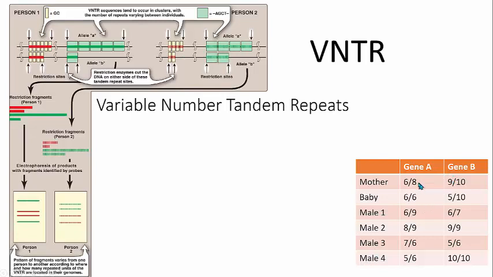If we wanted to figure out which of these males is also the father of this baby, we would say that since the mother gave the 6, the father also has to give a 6. So he could be male 1, male 3, or male 4. For gene B, however, the baby got the 10 from the mother. That means the 5 has to come from the father, and the only father with a 5 repeat allele is male 3. This proves that male 3 is probably the father of the baby.